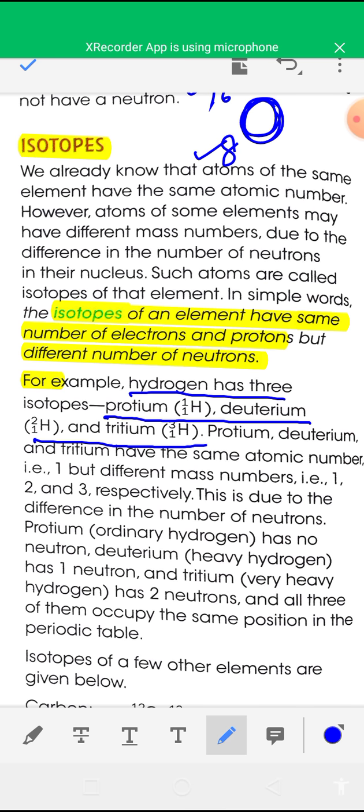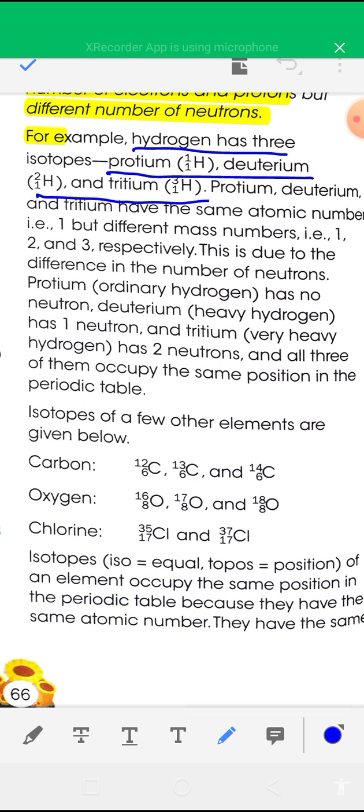Okay, similarly carbon has 3 isotopes: 6C12, 6C13, 6C14. In all these 3 isotopes of carbon the atomic number is the same, 6, but the mass number is different. In 6C12 the mass number is 12, in 6C13 it is 13, in 6C14 it is 14. So all these are isotopes of carbon.